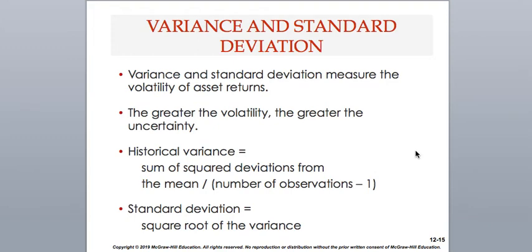So historical variance is equal to the sum of squared deviations from the mean divided by the number of observations minus 1. And this is the formula for a sample, which means that we're looking at a small number of returns in this case. And don't worry, we will get to the actual calculations later on and in your problem set. Standard deviation is just the square root of the variance. So after you found the variance, you find the square root of that number and it will give you the standard deviation.